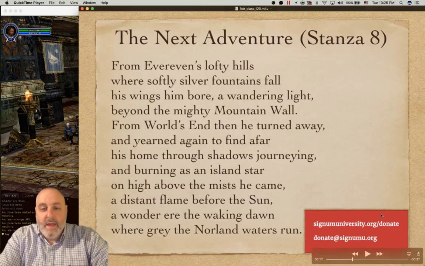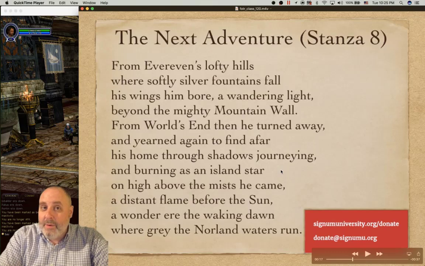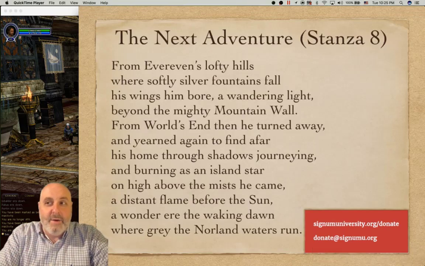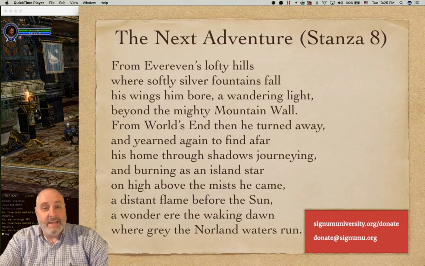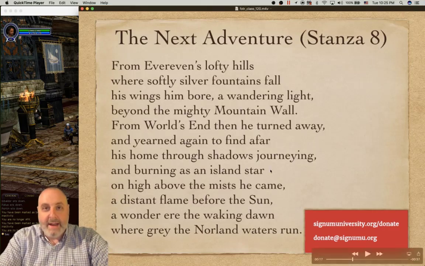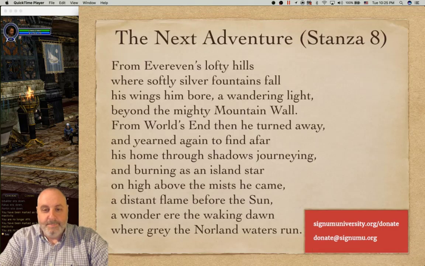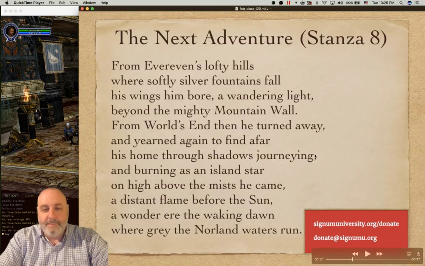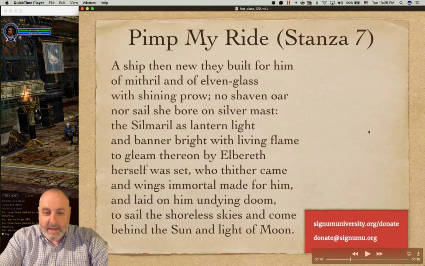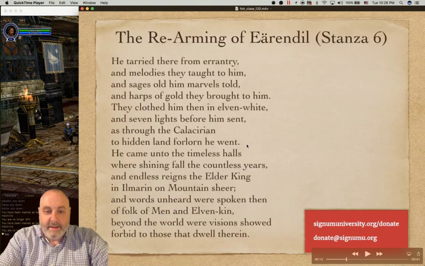He turned. Here's a little point of trivia: when was the last time that either Earendil or a pronoun referring to Earendil was the subject of a sentence? Like, actually grammatically, the subject of a sentence, right? I mean, he is there, right? He turned away. When was the last time we saw him doing anything laid on him? Let's see. They built for him. No, it doesn't happen in that stanza. He tarried there from errantry. Good call, Fourth Dauntless. I think that's it.